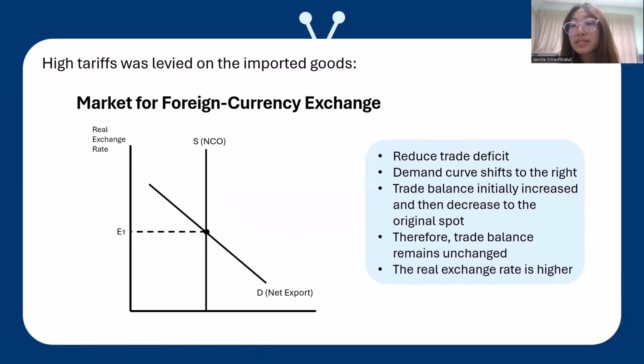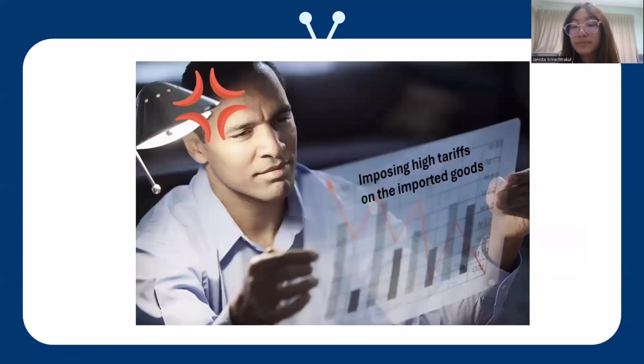This is another policy of Trump about imposition of high tariffs to reduce trade deficit. First, the demand curve, which is the net export, will shift to the right, and the real exchange rate will increase. Initially, the trade balance will increase, but later it decreases with a higher real exchange rate.